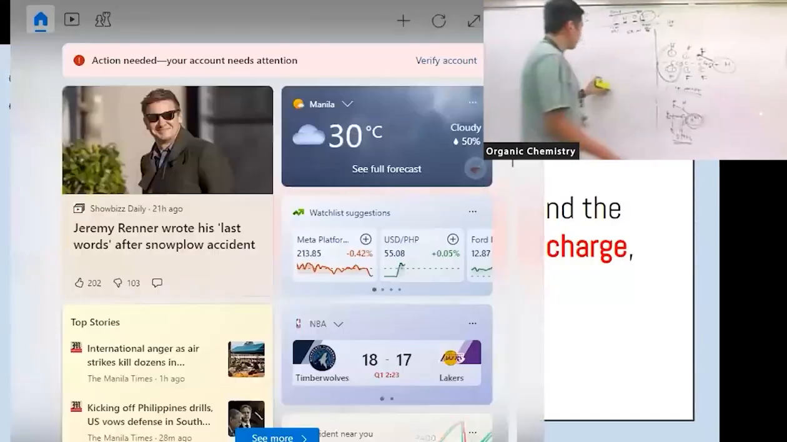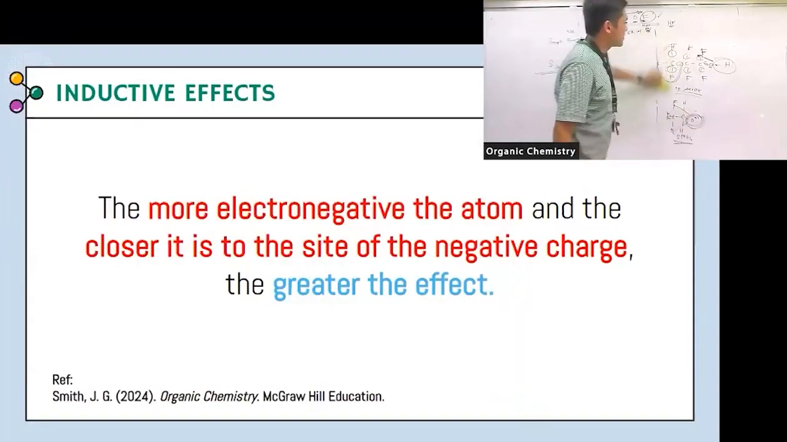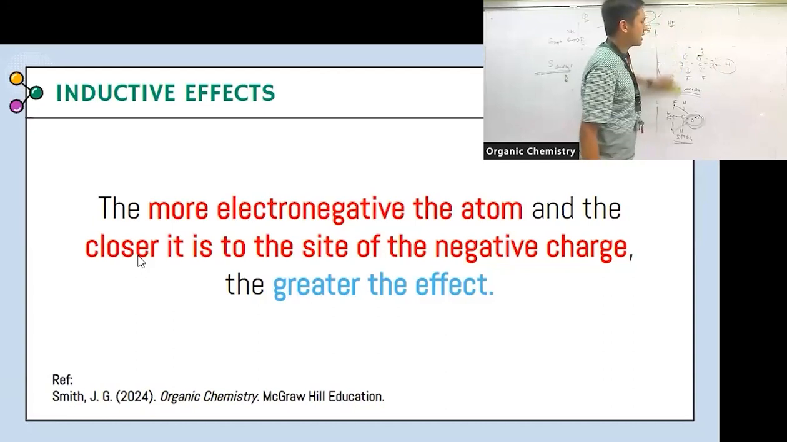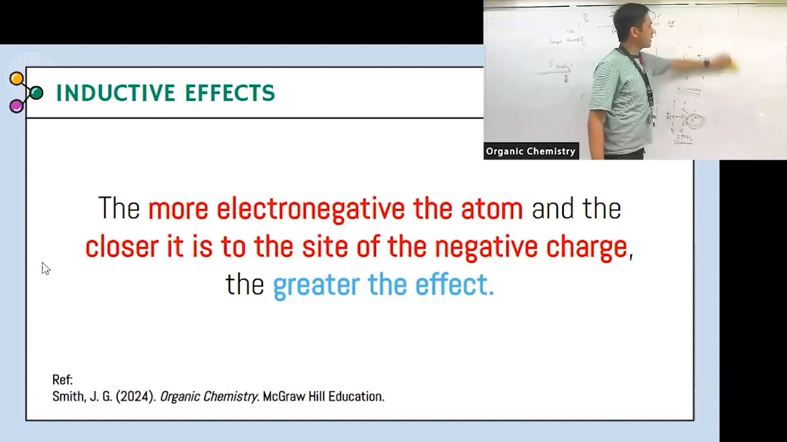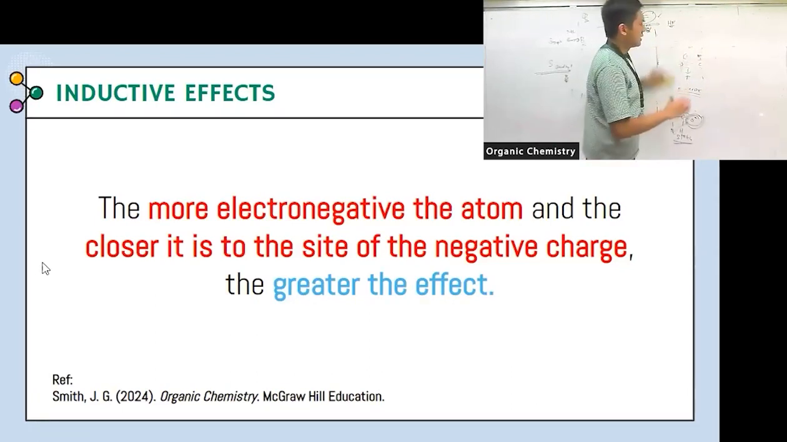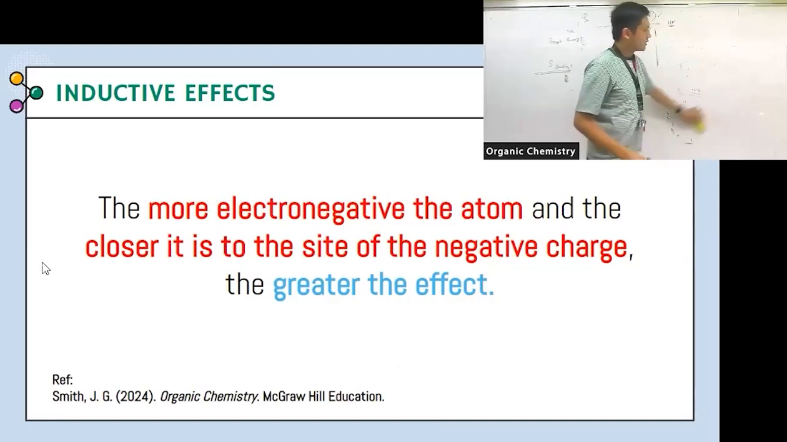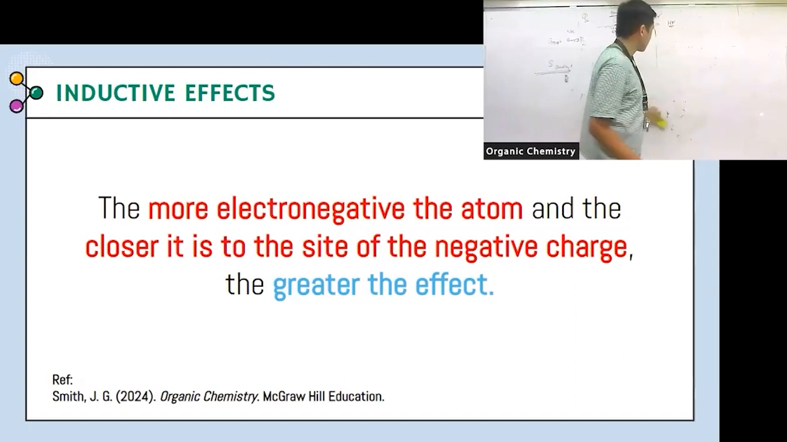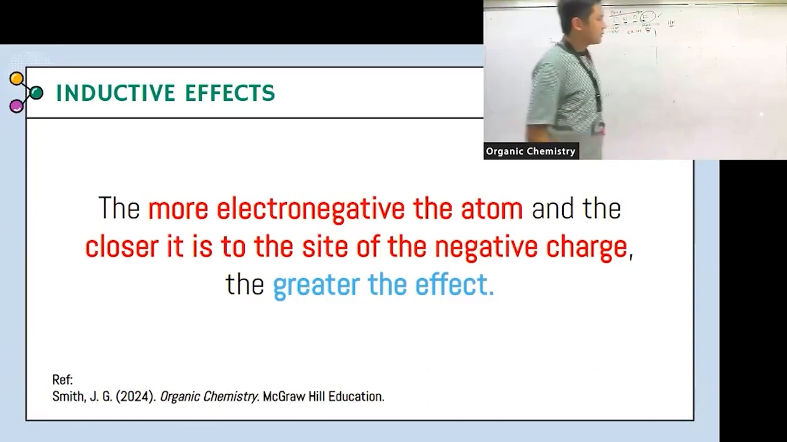So here is what I summarized, TLDR lang, sinabi ko kanina. So the more electronegative atom and the closer it is to the site of the negative charge, the greater the effect. So you want the electronegative atoms to be near and you want them to be many. You want many and near so that your inductive effect is increased. So it is a function of two factors, the proximity and the number of electronegative atoms or electron withdrawing groups, in general. So next slide, please, Mark.